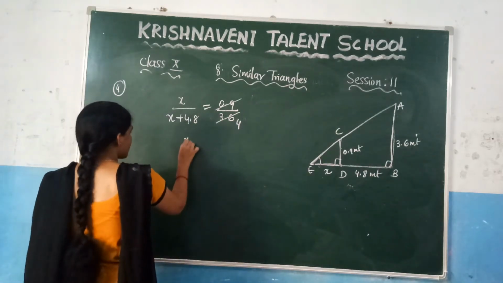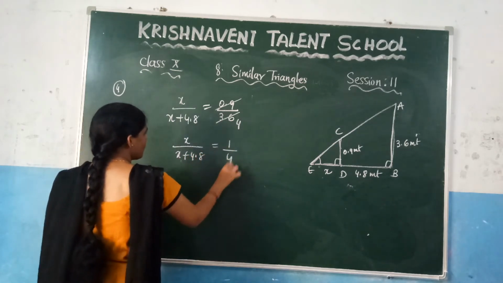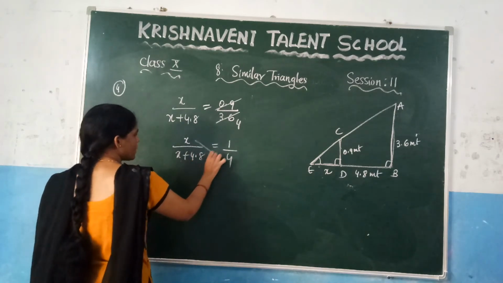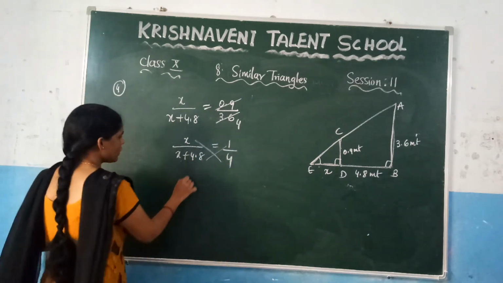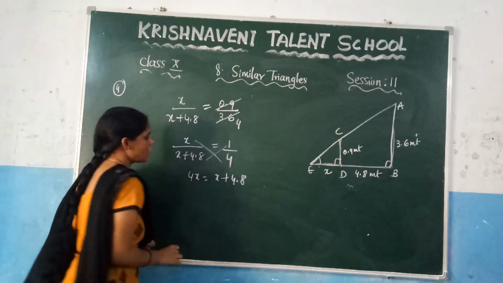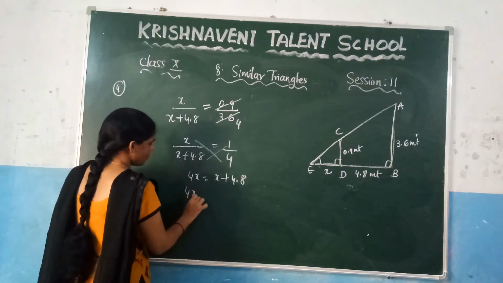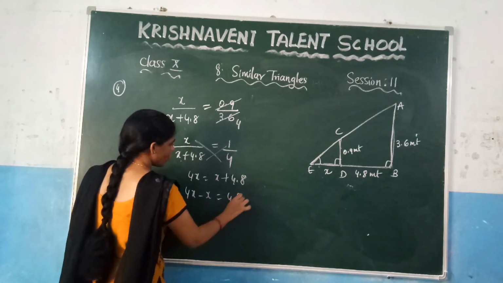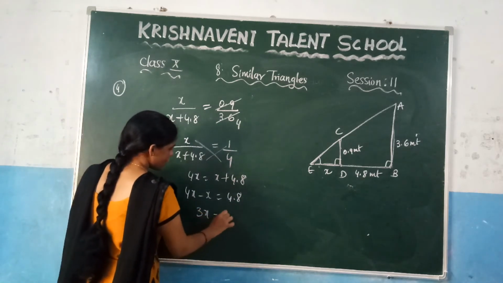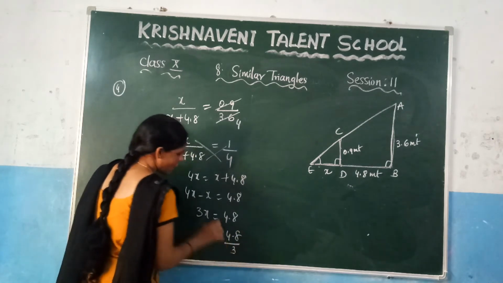You will get here x by x plus 4.8 is equal to 1 by 4. Now just cross multiply it. What you will get here? 4 into x is equal to 1 into this value. So you will get here 4x is equal to x plus 4.8. Now take this x to this side. It will become minus x. So that you will get 4x minus x is equal to 4.8. What is the value of 4x minus x, which gives you 3x is equal to 4.8. So what is the value of x, which is 4.8 by 3.